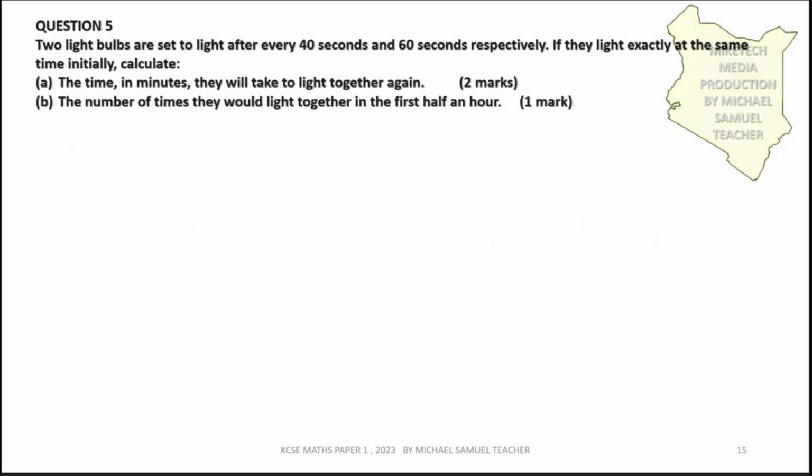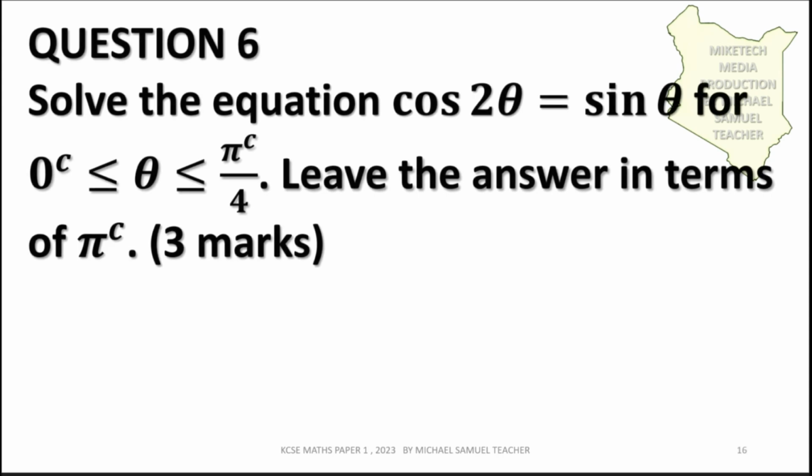We move on to question number 6. Solve the equation cosine 2 theta is equal to sine theta for 0 radians is less than or equal to theta is less than or equal to pi over 4 radians, and we leave the answer in terms of pi radians.